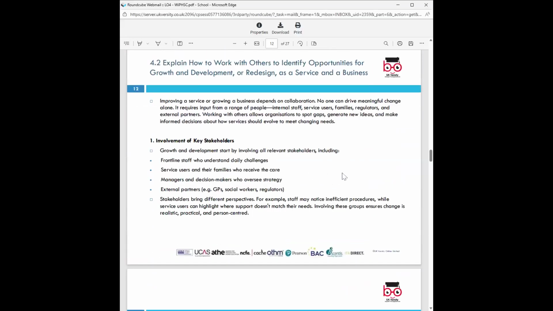4.2, again, improving or growing a business depends on collaboration. No one can drive meaningful change alone. It requires a range of different people. So it could be internal staff, external staff, families, patients, service users. So there are gaps between that.